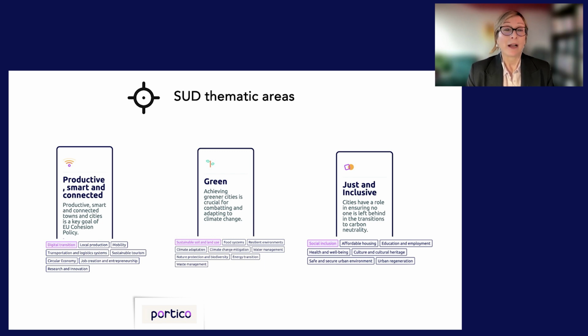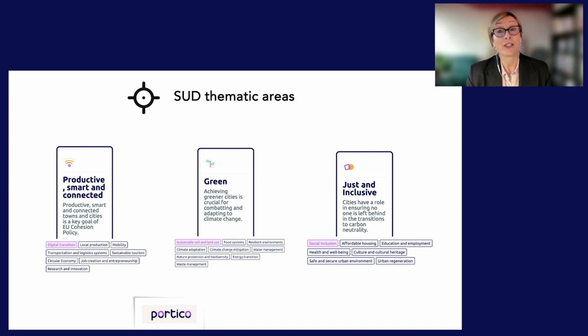To provide you with a bit more context, you can think of the productive, smart and connected area addressing local challenges related to economic growth and competitiveness, digital innovation in infrastructure and the like. The green area focuses on challenges like clean energy, nature protection, and green and blue infrastructure, whereas the just and inclusive area focuses on local challenges related to equal opportunities, access to key services and resources for all, especially marginalized or disadvantaged groups.